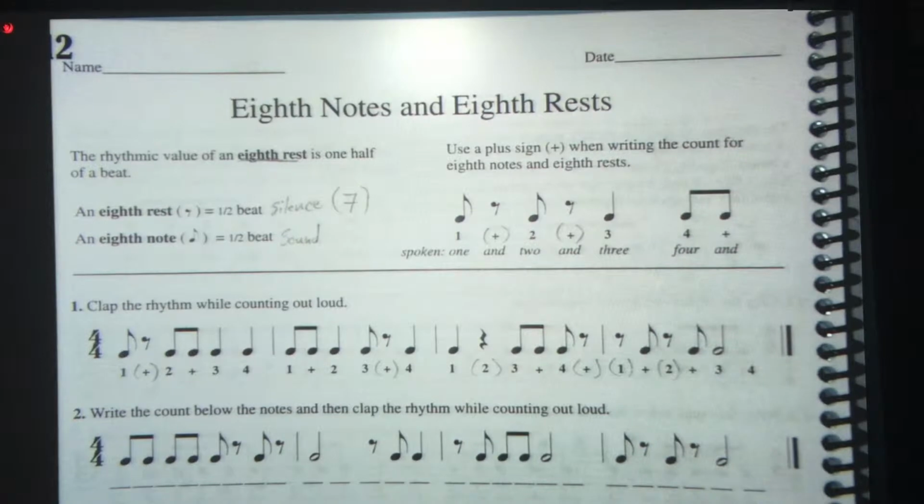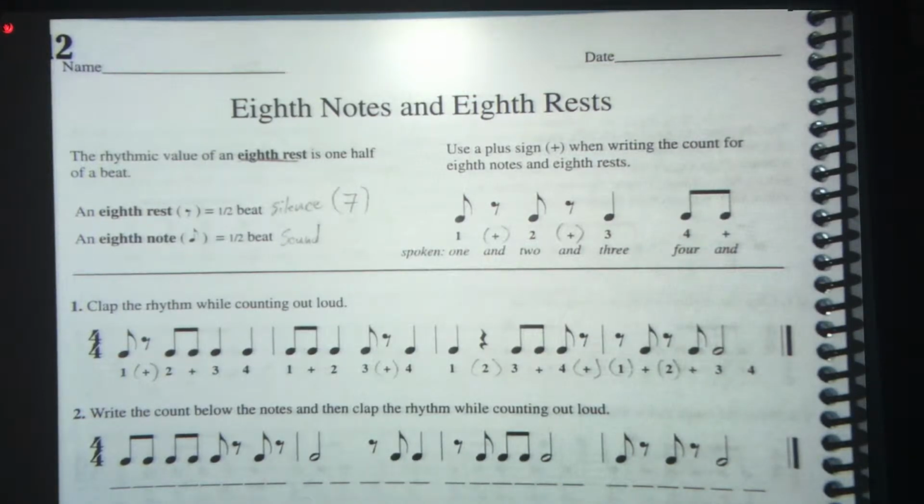1 and 2 and 3 and 4 and. Second measure would sound like this. 1 and 2 and 3 and 4 and. Third measure would be 1 and 2 and 3 and 4 and. And the last measure, we call that syncopated rhythms, playing on the offbeats. 1 and 2 and 3 and 4 and. Now, we're going to try that one measure at a time and then we'll put it together.